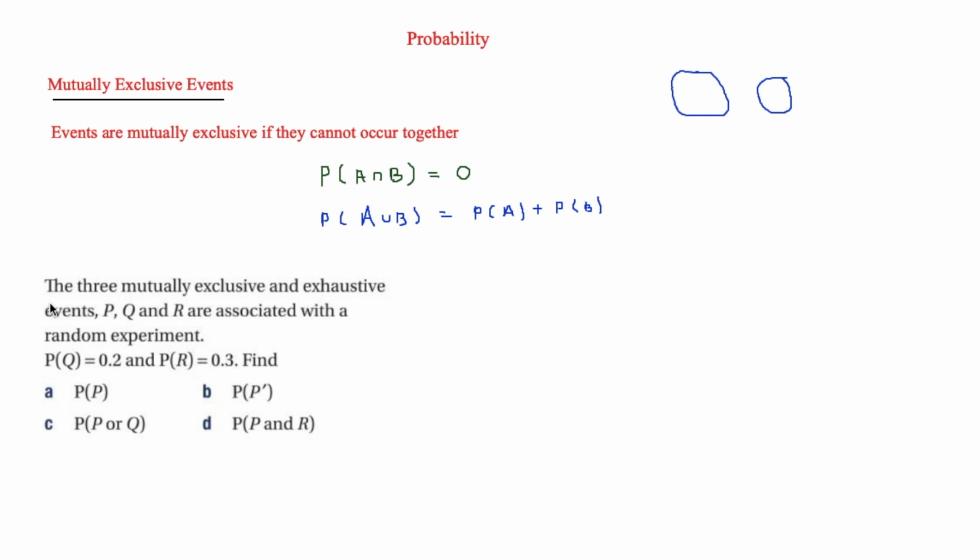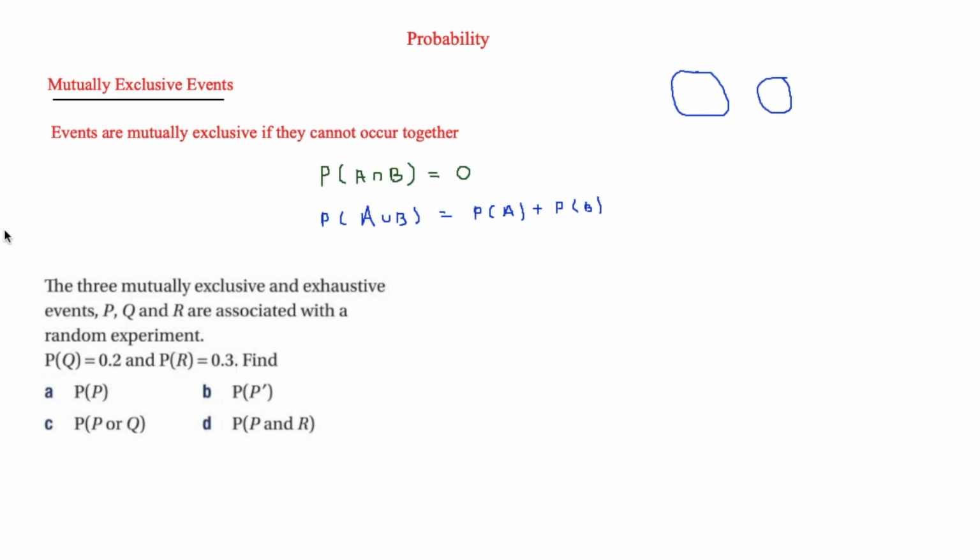So here we have a question. It says that P, Q, and R are mutually exclusive and exhaustive. This means that there are no other options, so they will all add up to one probability because there are no other options. And P, Q, and R are associated with a random experiment. The probability of Q is equal to 0.2 and the probability of R is equal to 0.3.